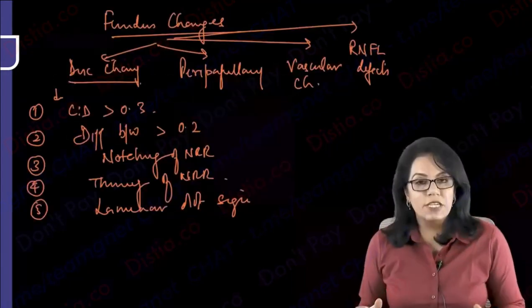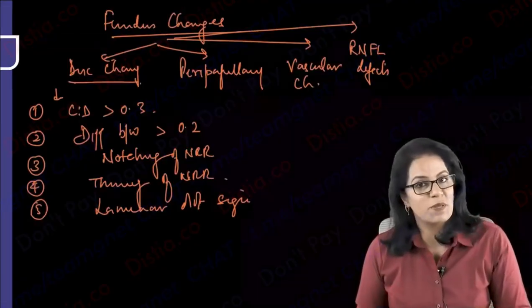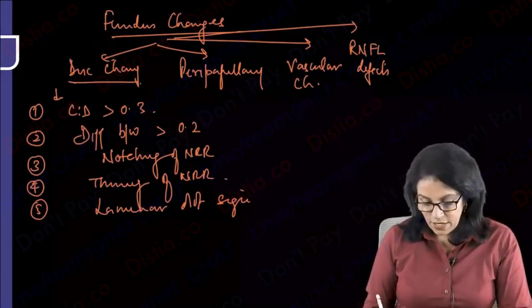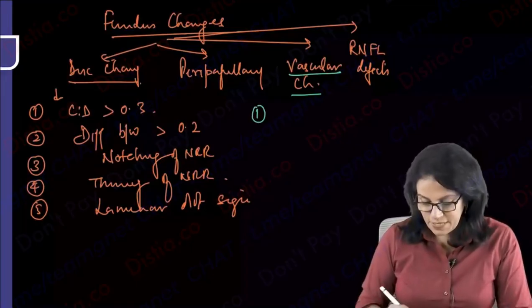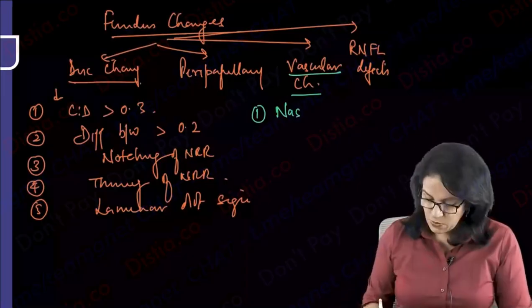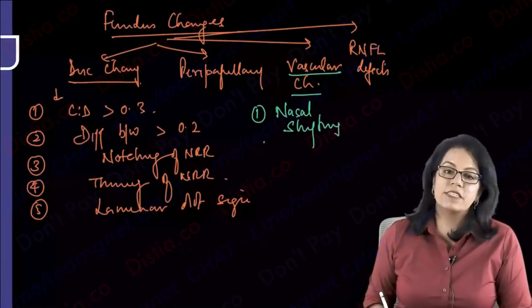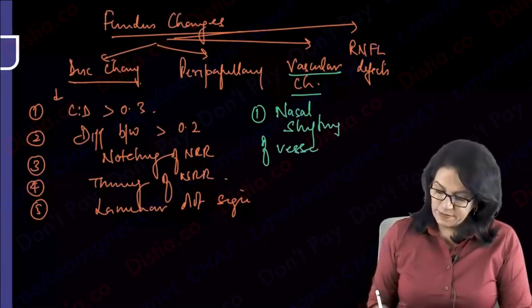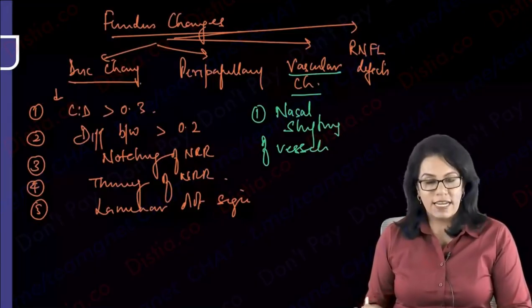Once we appreciate the disc changes, what will be the vascular changes? That is the next very important thing. So give the heading: vascular changes. In the vascular changes, very, very important is nasal shifting of vessels. When you say nasal shifting of vessels, why is this happening? We will understand this.